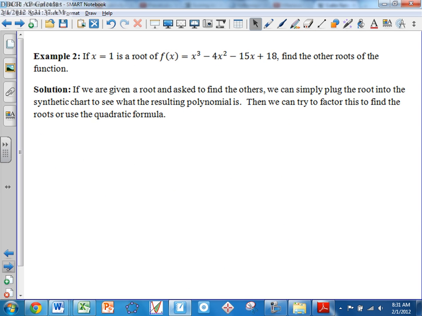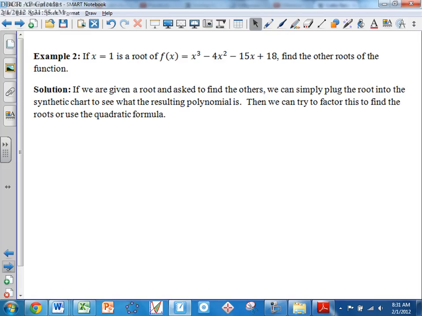Number 2. Can somebody read for me, please? Julian? Here's the example. Yes. If x is equal to 1, if the root of f(x) equals x cubed minus 4x squared minus 15x plus 18, find the other roots of the function.